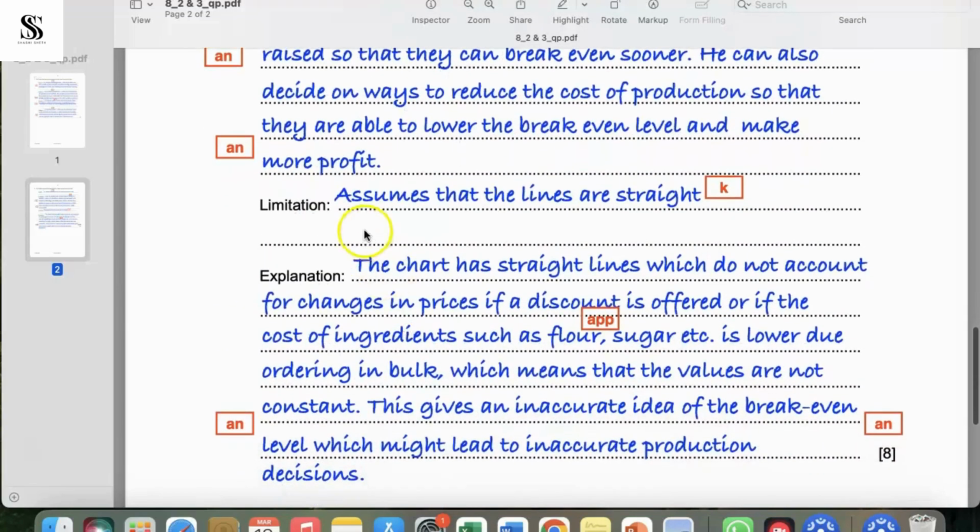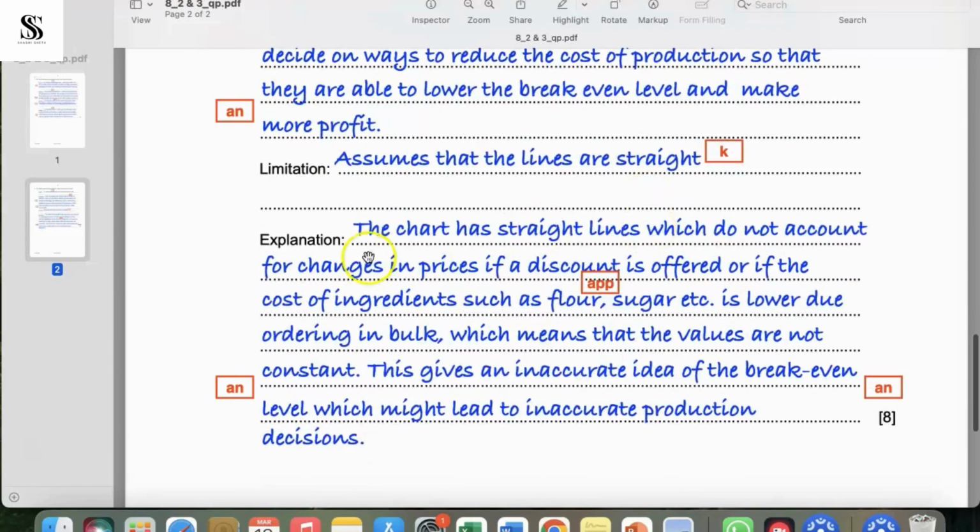The limitation is that it assumes that the lines are straight. The chart has straight lines which do not account for changes in prices if a discount is offered or if the cost of ingredients such as flour, sugar, etc. is lower due to ordering in bulk, which means that the values are not constant. Right? So that's analyzing what happens there. This gives an inaccurate idea of the break-even level, which might lead to inaccurate production decisions.